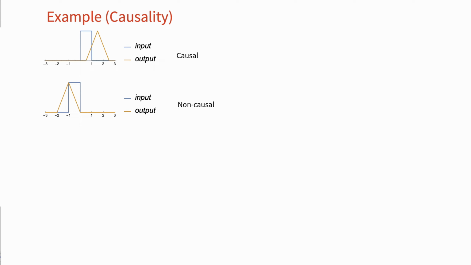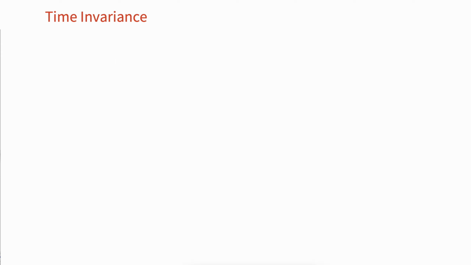Time invariance is another property we define for systems. First, note that we sometimes use this notation here with the arrow to denote the input-output signals of the system.